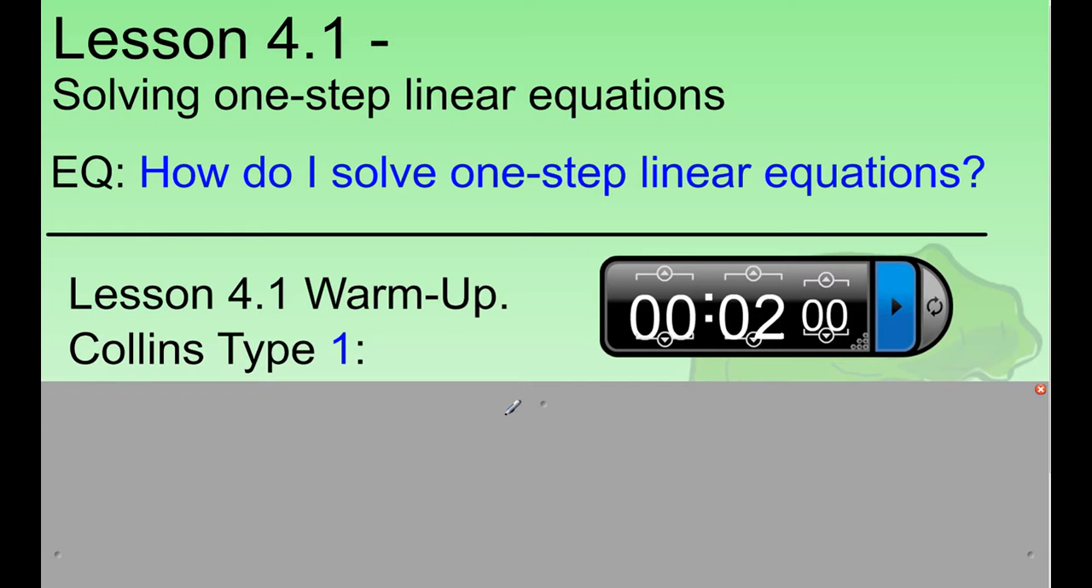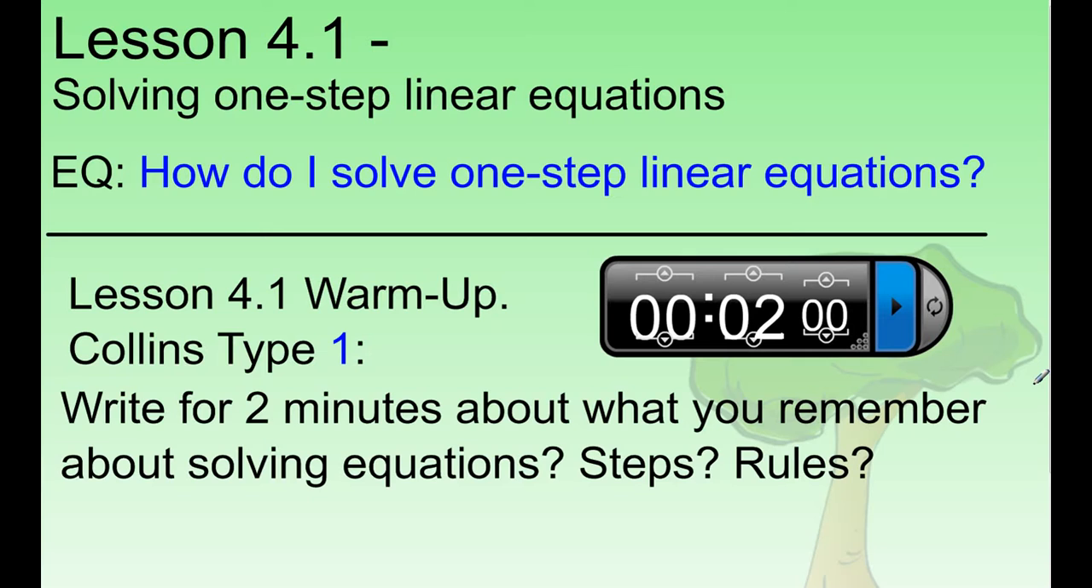And so for our warm-up here, we have a type 1. So on the columns writing page in the front of your packet, 2 minutes on the timer, it says, write for 2 minutes about what you remember about solving equations. Do you remember some steps? Do you remember some rules, some formulas, some just little things here and there? So take 2 minutes, pause the video, answer the question. When you're ready, move on to the vocabulary, hit play, and move on together.